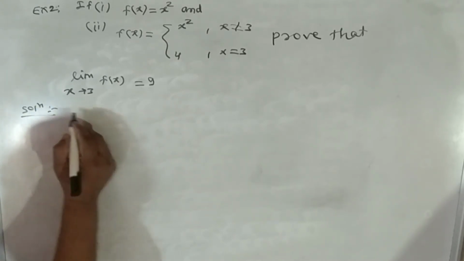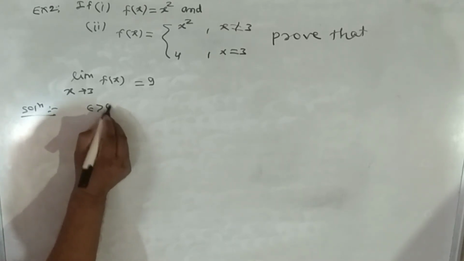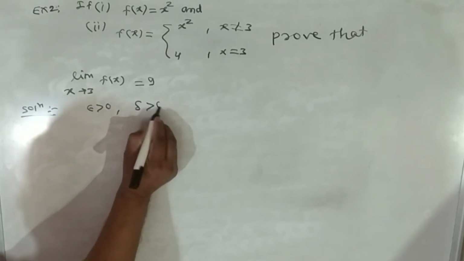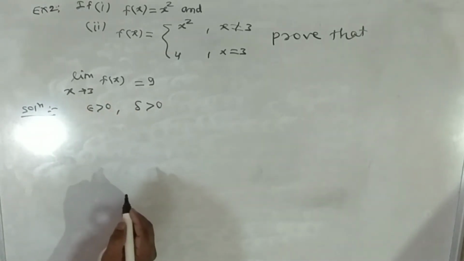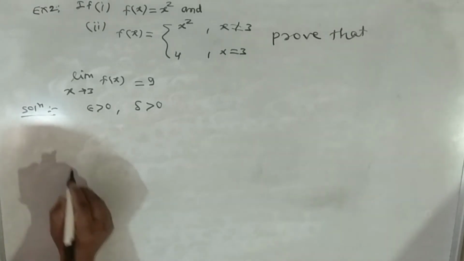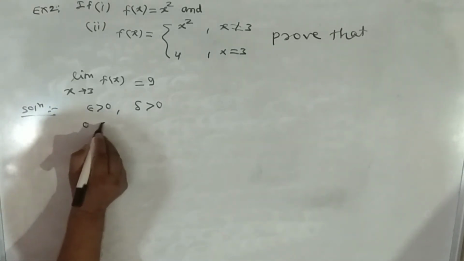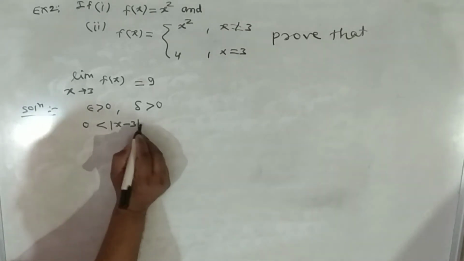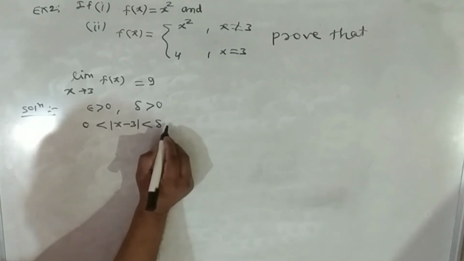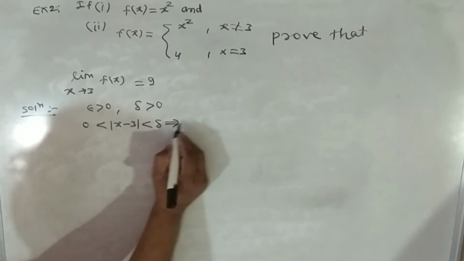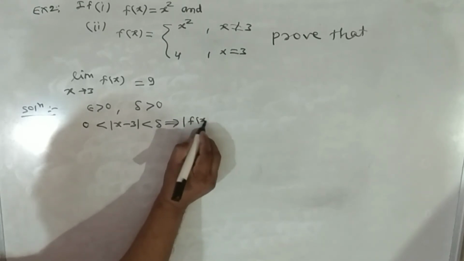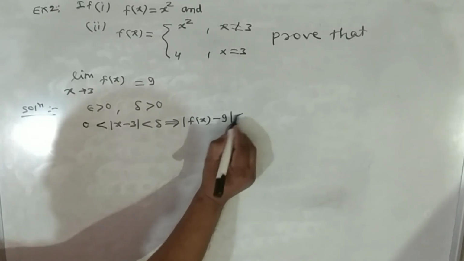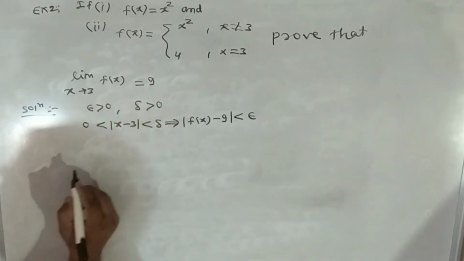We show that for any epsilon greater than 0, there is a delta greater than 0 such that 0 is less than mod x minus 3, which is less than delta, and this implies that mod f of x minus 9 is less than epsilon.